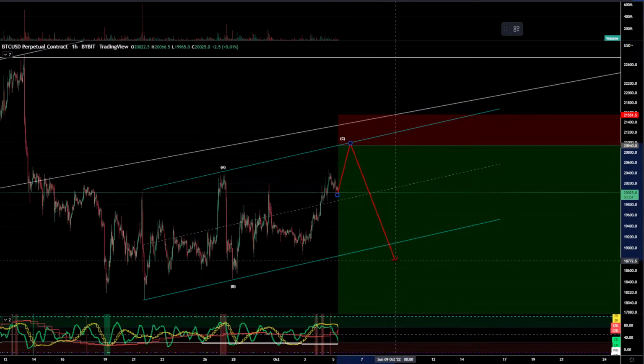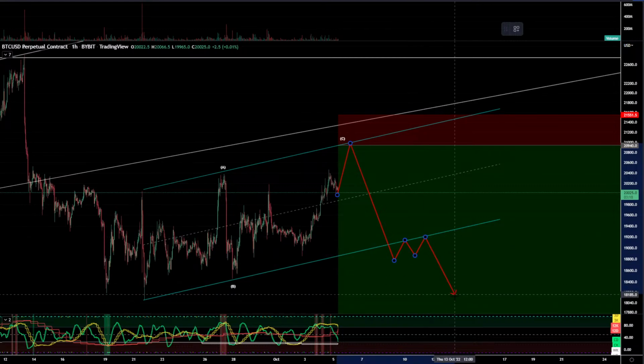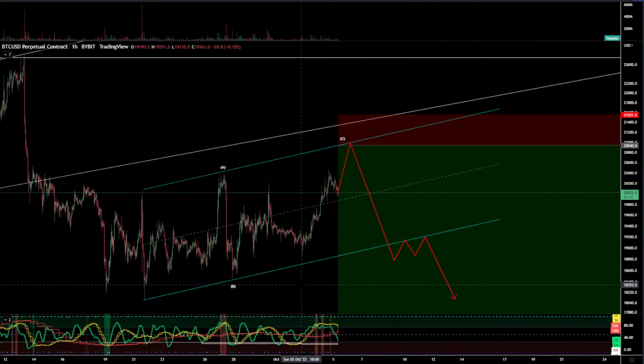We want to see a move down back below 19,000 and maybe do a little bit of consolidation here, create a little bit of a bear flag before we go down. So that's my thought on Bitcoin.